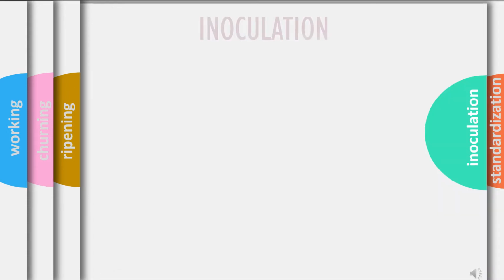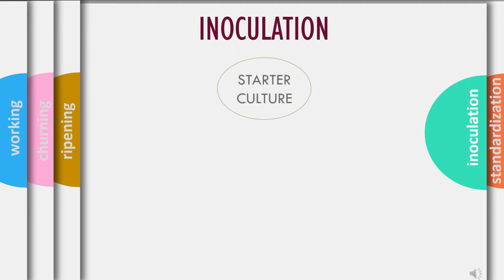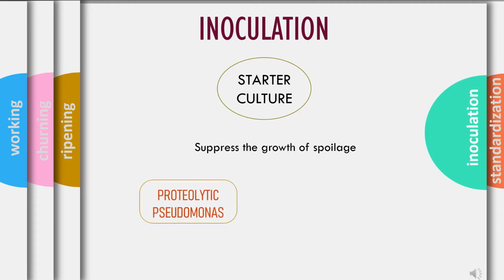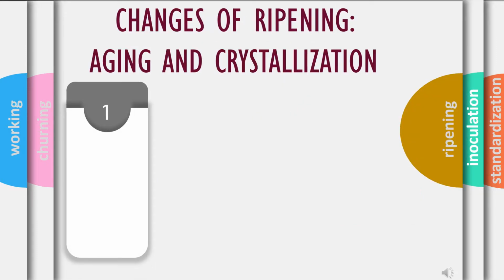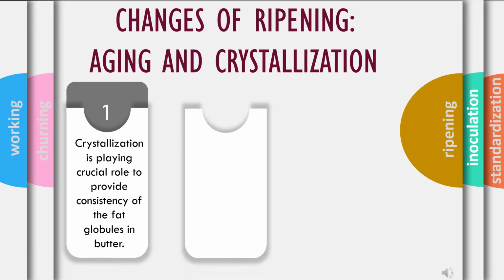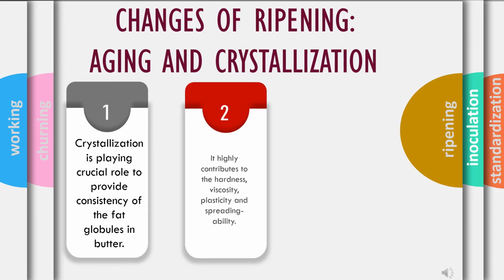After that, we will proceed with the inoculation process. The starter culture will be used to inoculate the milk. The culture will produce acid during ripening to suppress the growth of spoilage caused by microorganisms such as proteolytic and lipolytic pseudomonas. And then, the ripening process will start at 15 degrees Celsius for about 20 hours.